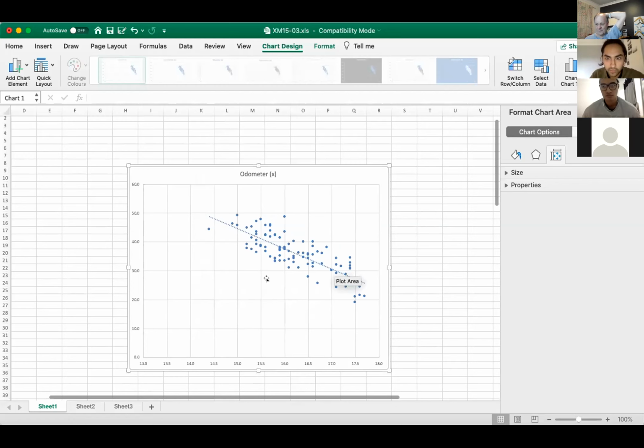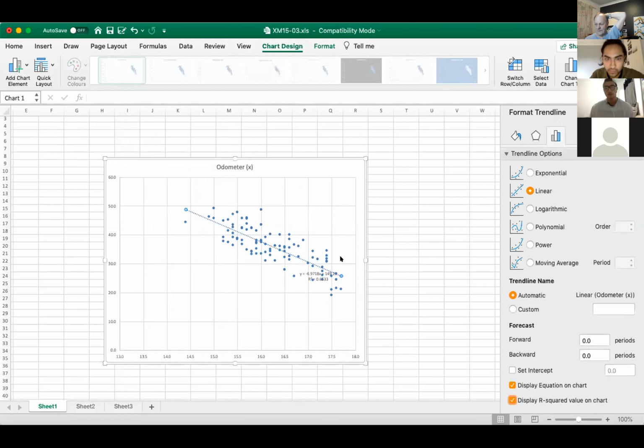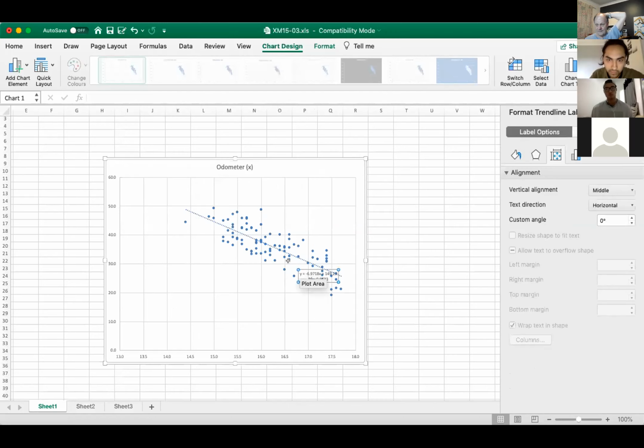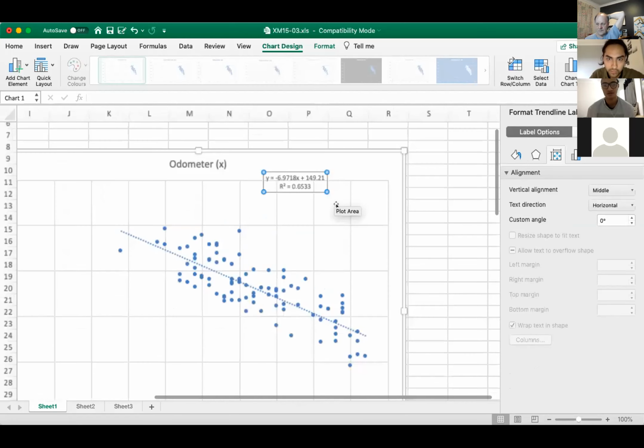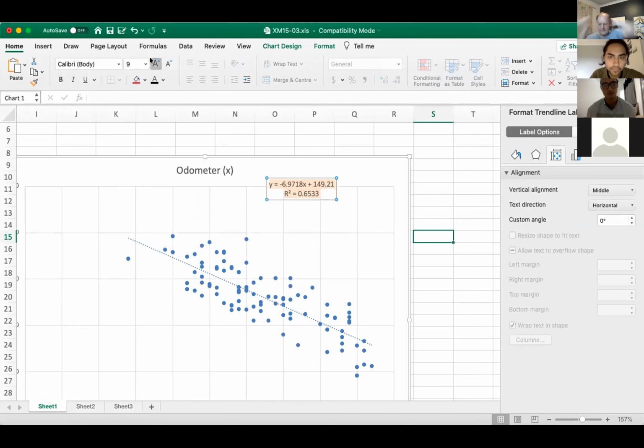Okay. You haven't put in the formula, so if you right click on your line, okay, yeah. But you can also see as the odometer number increases, the price will actually come down. Can you see the line is sloped like that?